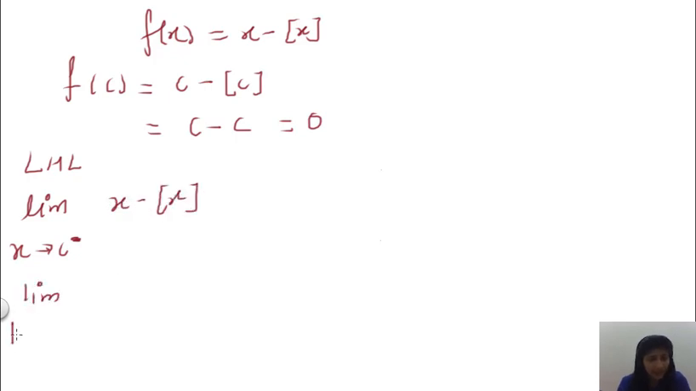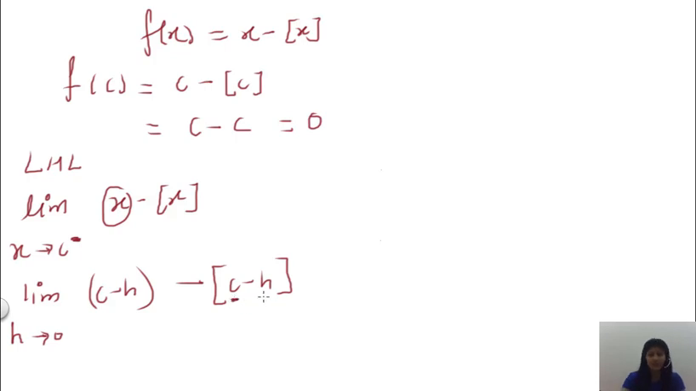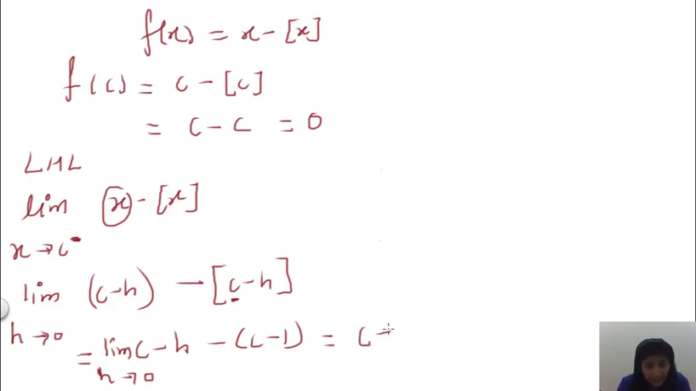So let us change it to h tends to 0. Instead of c, now c minus h will come. This is simple, and this is in the greatest integer function. As I told, if from the integer we are subtracting a very small value, we will get one number less than it. So it is c minus h minus of c minus 1, and the limit is tending to 0. Putting the value of h as 0, what is the answer that we will get? c minus c plus 1. So the answer will be 1 in this case.